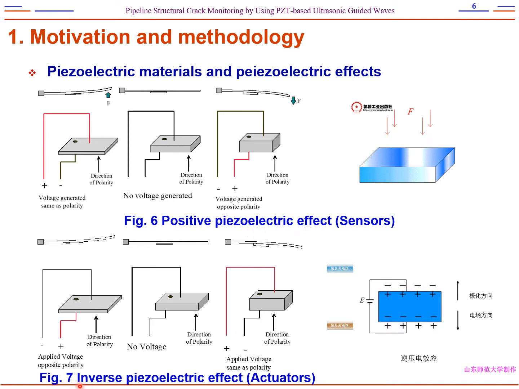And Figure 7 is the inverse piezoelectric effect, which can be used to produce actuators. When we apply an electric field on the surface of the PZT patch, a movement will be generated. So this is the inverse piezoelectric effect.